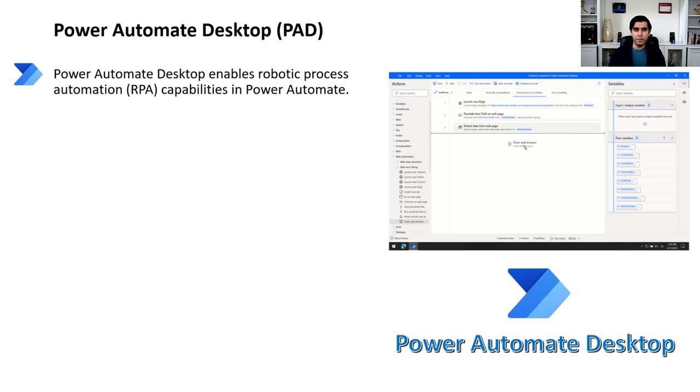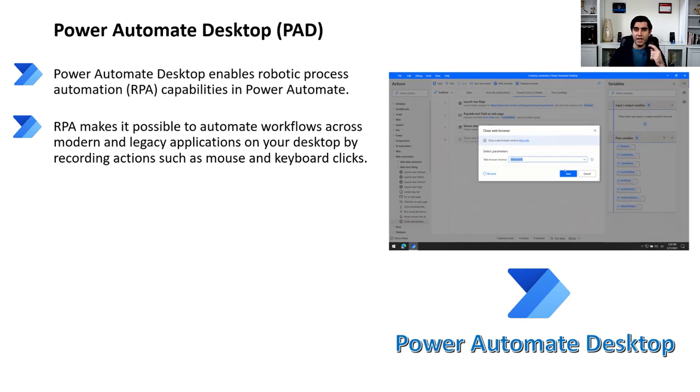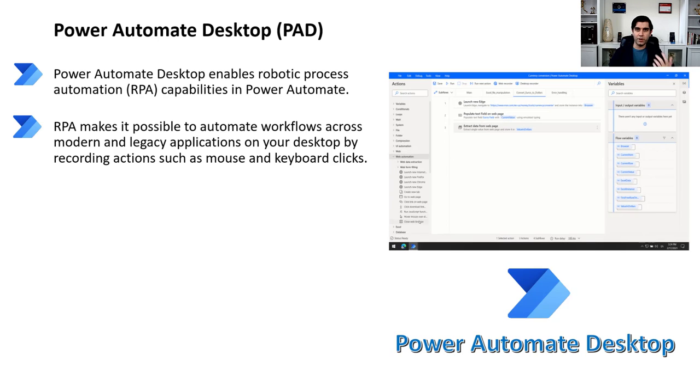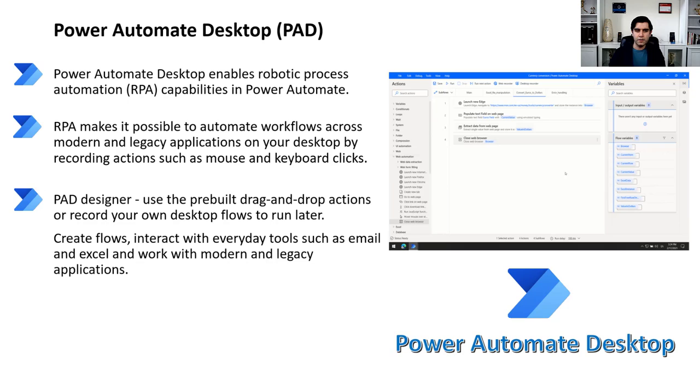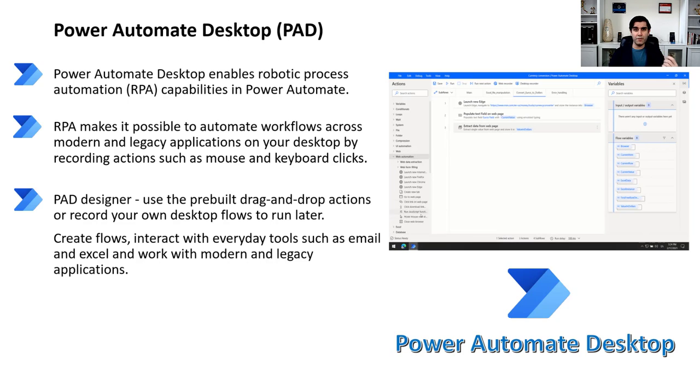Power Automate Desktop enables RPA capabilities in Power Automate. RPA makes it possible to automate workflows across modern and legacy applications on your desktop by recording the actions such as mouse and keyboard clicks and replaying those actions. The PAD designer experience comes pre-built with a lot of actions that you can just drag and drop and orchestrate your desktop flows. You can create these desktop flows, interact with everyday tools such as email and Excel, and work with any modern or legacy application.